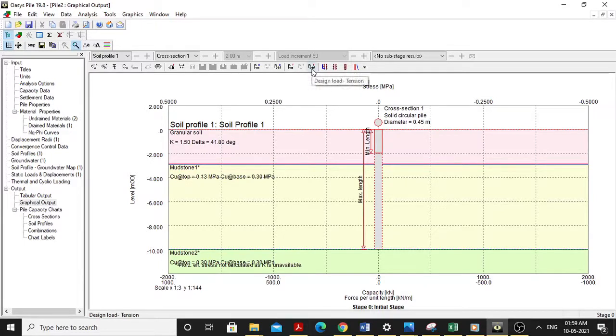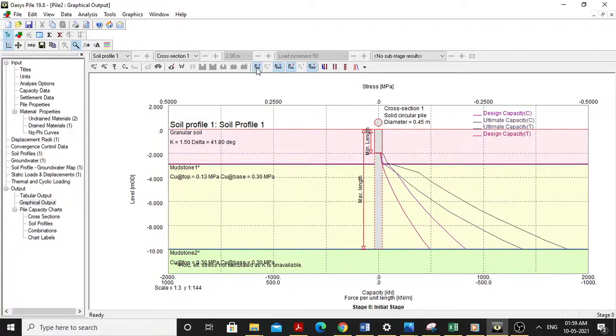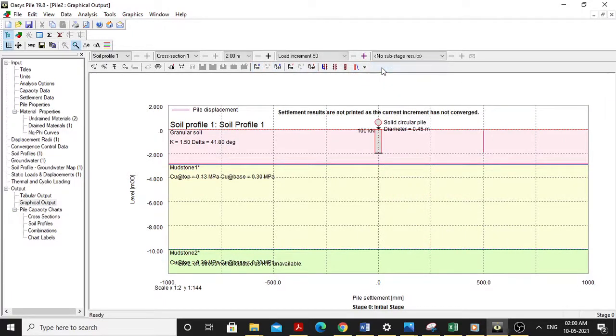If you see, this is the design load tension. The tension is showing how it is varying from here to here. And this is the ultimate load tension, and this is the compression, and then this is the ultimate compression. We can also get the value of it, but actually this is varying, so it's not showing in this case, but we will do it a different way. I'll show you. This is the pile displacement.